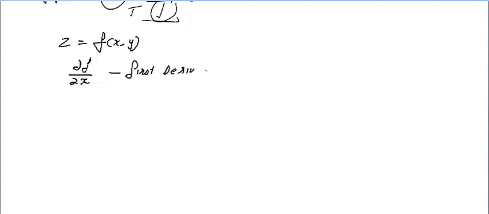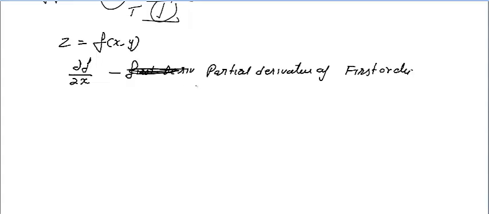First partial derivative, you can say, or the most standard is the partial derivative of first order. So you can find the derivative of f with respect to x. Order means only one derivative. Even you can have the derivative with respect to y also. So how will you write this? ∂f/∂x.